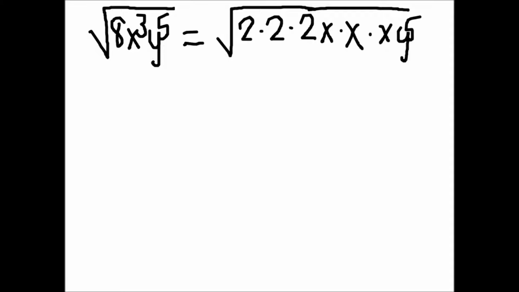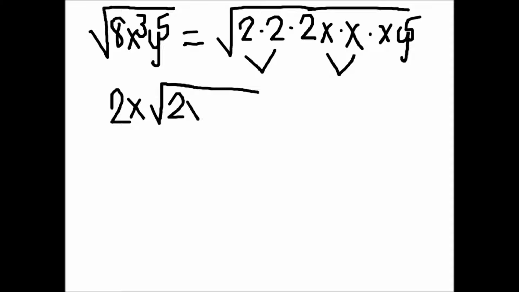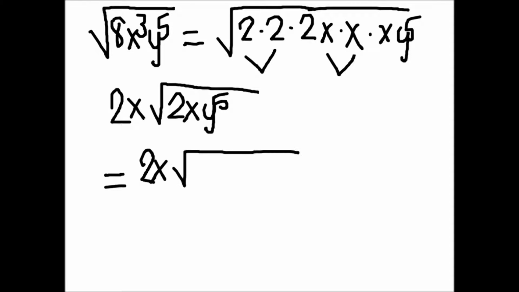So like I said before, each set of 2, you can bring 1 out. We have another set of 2 here. So we have 2x. What's left under our radical is another 2 and x, and we have y to the fifth. So we have 2x root 2x times y times y times y times y times y.